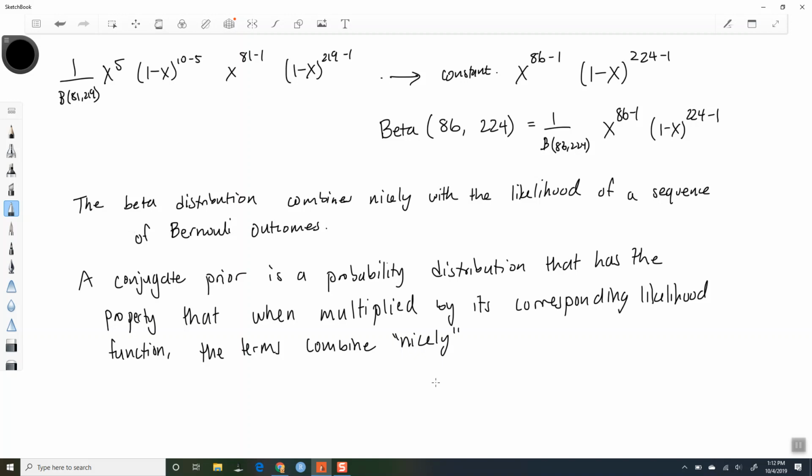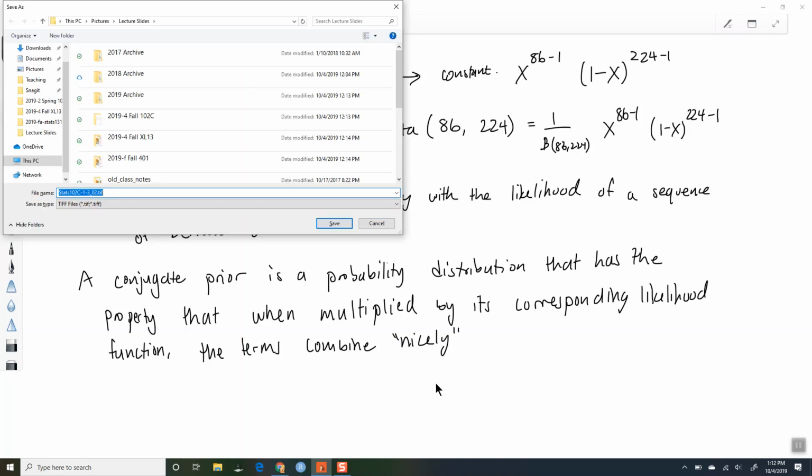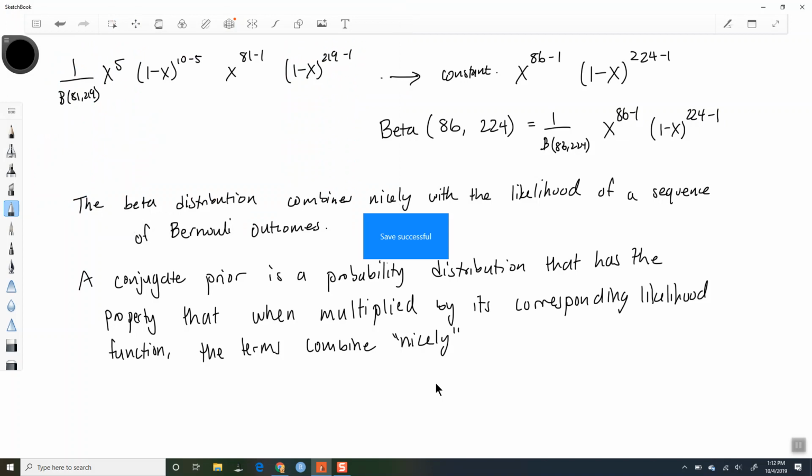And so I posted your first homework assignment yesterday, and I don't know if any of you took a look, but you'll have a series of problems dealing with likelihoods and their conjugate priors, and you're going to have to do some math to combine these things, okay?